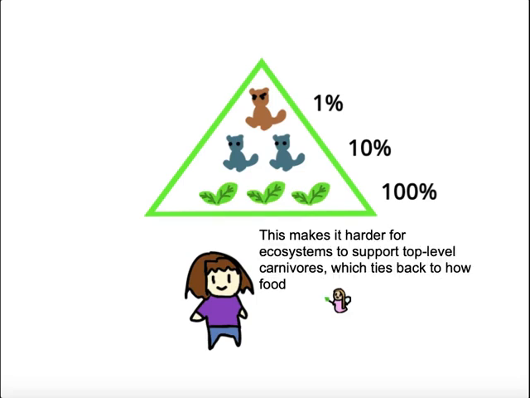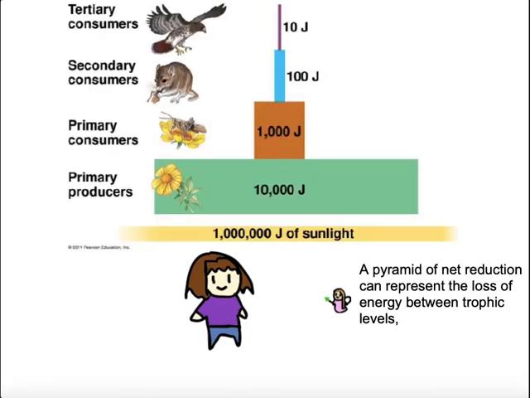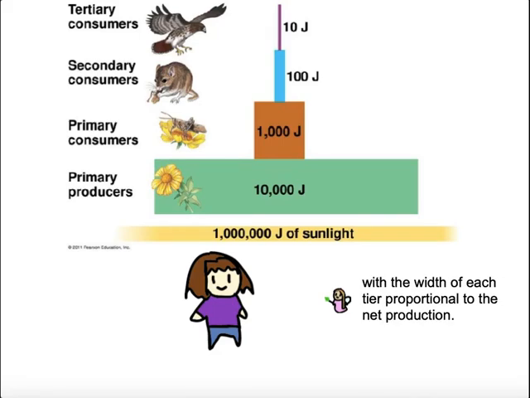This makes it harder for ecosystems to support top-level carnivores, which ties back to how food chains only contain a few links. A pyramid of net production can represent the loss of energy between trophic levels, with the width of each tier proportional to the net production.